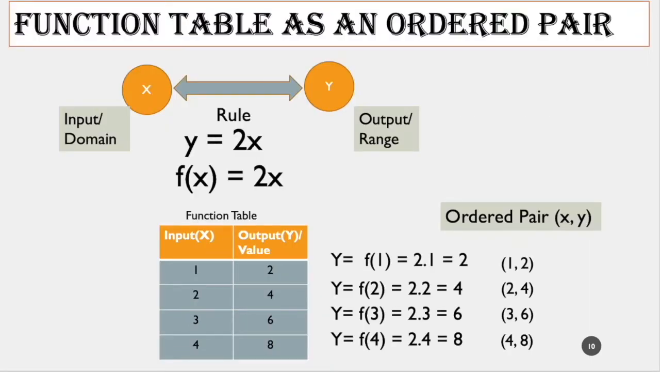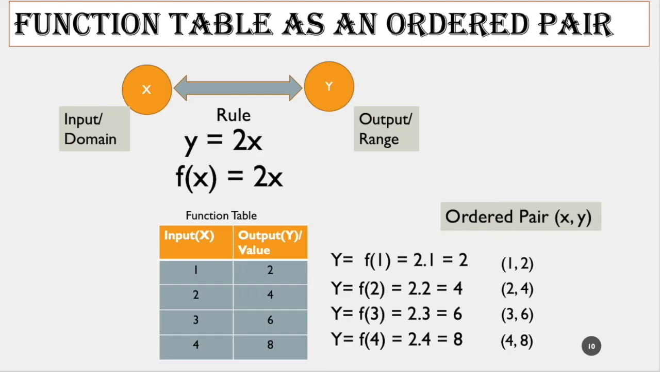We can also represent a function table as an ordered pair. Let's look at the same example. f of x equals 2x, and our input value set is 1, 2, 3, 4. And if we find the output value set by applying the rule to the input values, we get our output value set as 2, 4, 6, and 8.